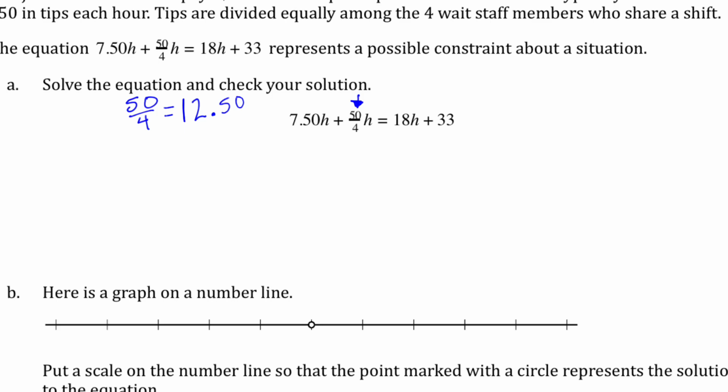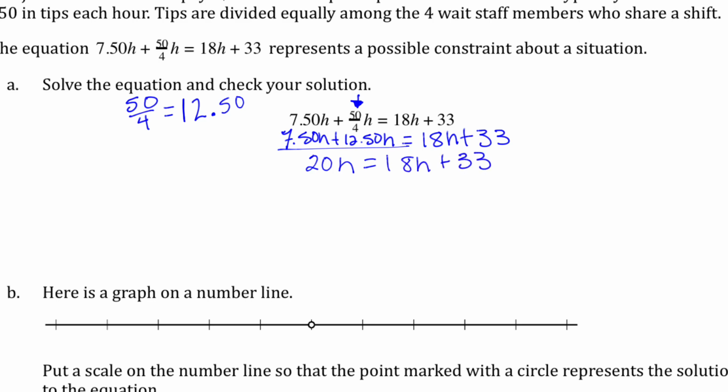So I'm going to change this to be 7.50H plus 12.50H equals 18H plus 33. I'm going to combine these two right here. It's going to be 20H equals 18H plus 33. Then we will subtract 18H from both sides.